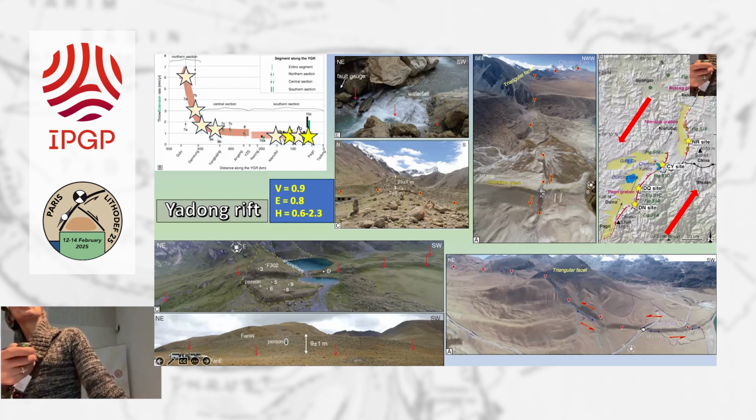So the vertical throw is quite uniform along the Yadong Rift at 0.9. The extension rate is uniform at 0.8. And the left lateral slip rate varies between 0.6 and 2.3 millimeters per year.